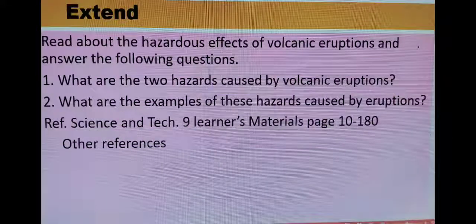For your assignment, read about the hazardous effects of volcanic eruptions and answer the following questions. First, what are the 2 hazards caused by volcanic eruptions? Second, what are the examples of these hazards caused by eruptions? Your reference will be Science and Technology 9, Learner's Material, page 10 to 180, or other references.